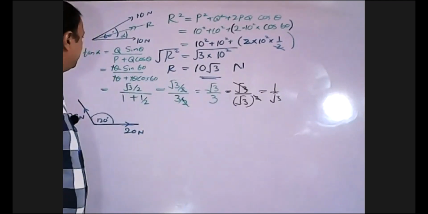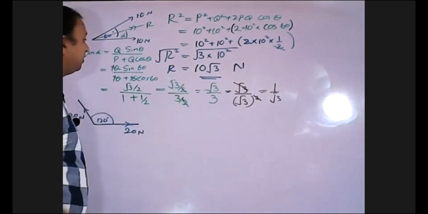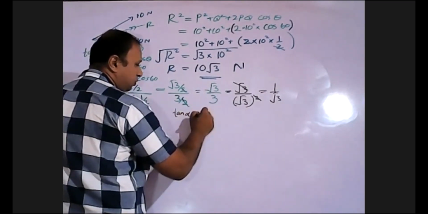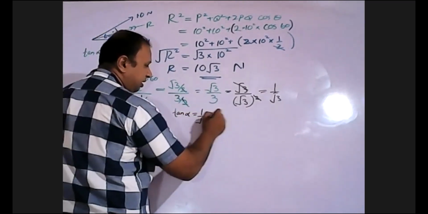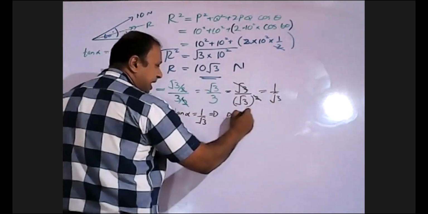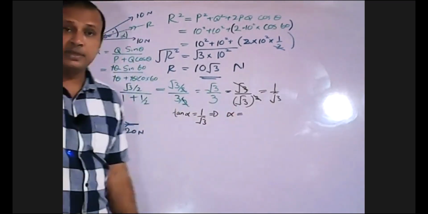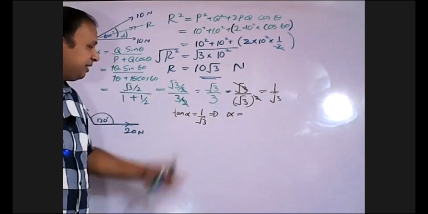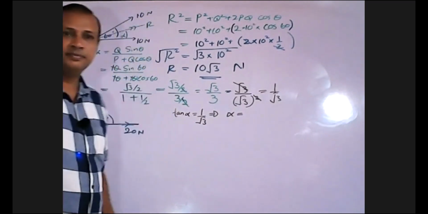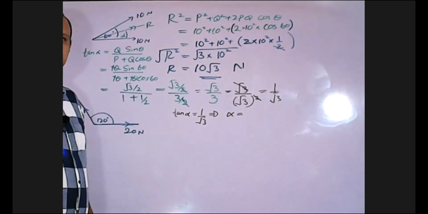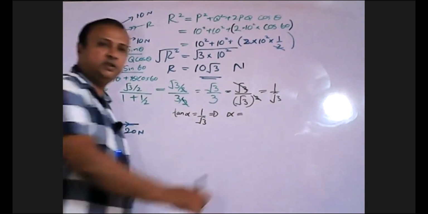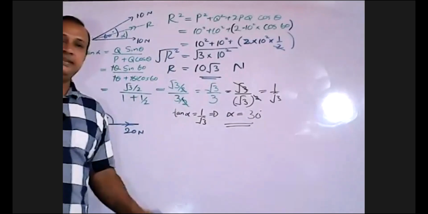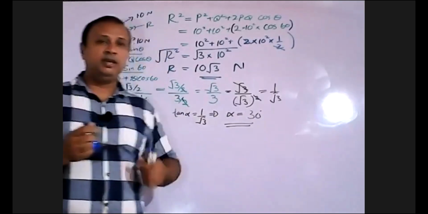Therefore tan alpha is equal to 1 over root 3. That means alpha is equal to, because this is a standard value, you know, alpha is equal to 30. Tan 30 is equal to 1 over root 3.